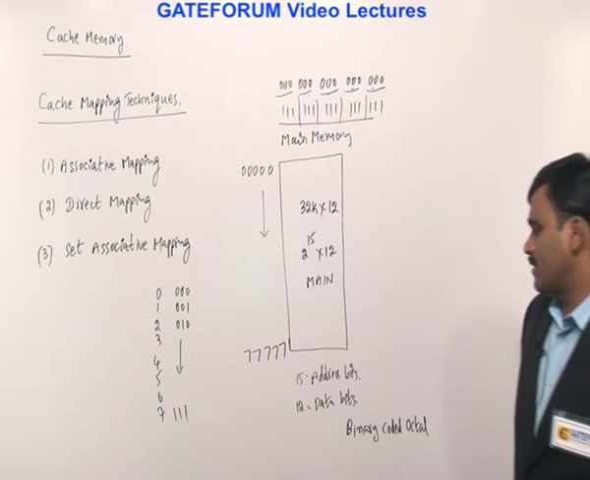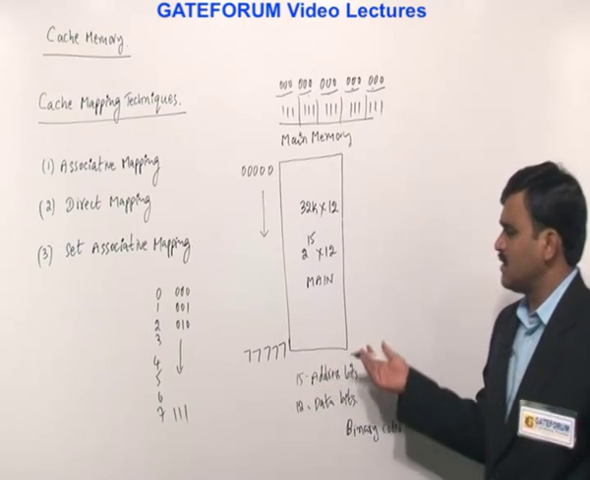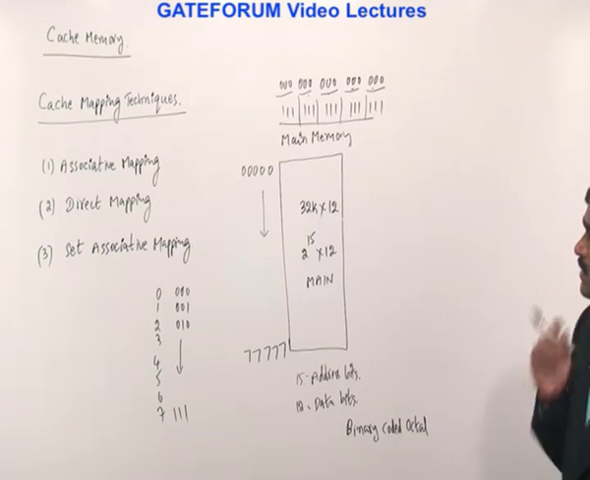Binary coded hexa also we can take, if it is a multiple of 4. Here we have just taken the binary coded octal representation.